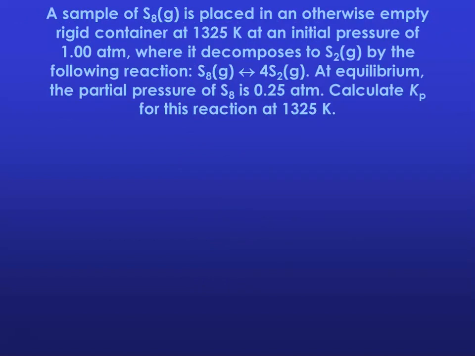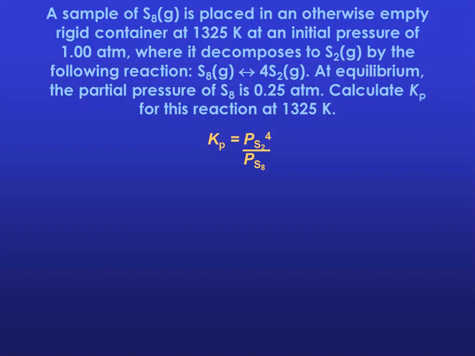So now we're going to get into some that are not as straightforward. You have a sample of sulfur that was placed in an otherwise empty rigid container at 1325 Kelvin, initially at 1 atmosphere of pressure, and it decomposes to S2. In the following equation, at equilibrium, we are told S8 has a partial pressure of 0.25. And we want to calculate what K is when the reaction is at equilibrium for 1325 Kelvin.